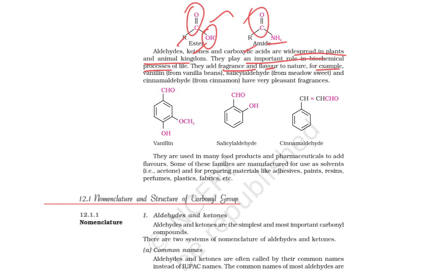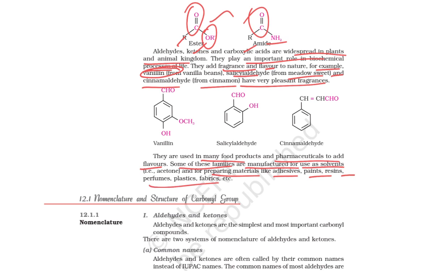For example, vanillin from vanilla beans, salicylaldehyde from meadowsweet, and cinnamaldehyde from cinnamon have very pleasant fragrances. They are used in many food products and pharmaceuticals. Some of these families are manufactured for use as solvents, and for preparing materials like adhesives, paints and resins, perfumes, plastics and fabrics.